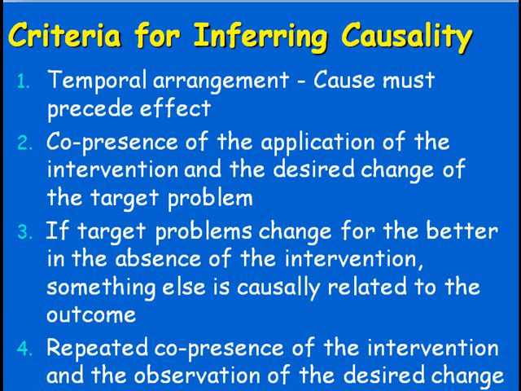Fourth, repeated co-presence of the intervention and the observation of the desired change. So if you turn on and turn off your intervention, like in an experimental design where we try to go back to baseline and then do the intervention again, that's the best way to determine whether or not the intervention is causing the desired effect. When you turn off the intervention, the problem reoccurs.